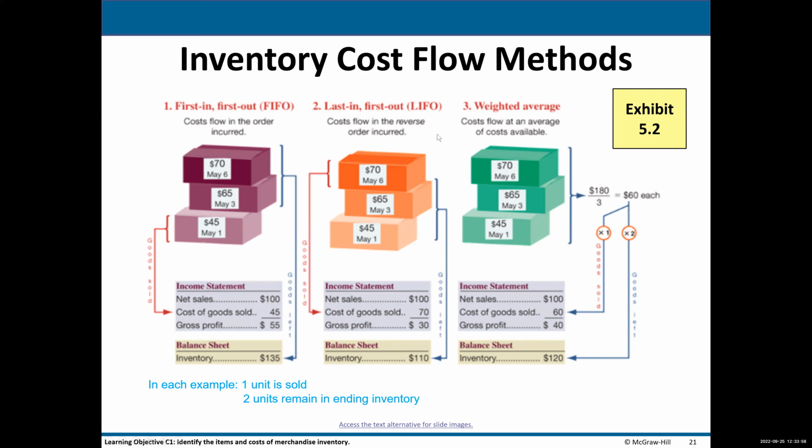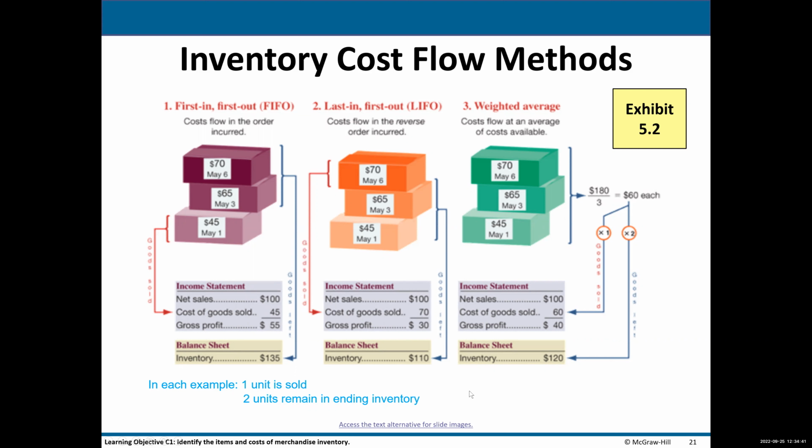Now, under LIFO, it's the same inventory and everything and the same cost. But now, because it's LIFO, we do it differently. 1 unit was sold. Which one was sold? Well, last in, first out. The last one in is the first one out. Well, which is the last one in? The one on May 6th. So that's the one that's going to go out. That's going to be to our cost of goods sold. Well, then the 2 that are remaining would be these, right? One at the 45 and one at 65. You add those 2 together, that's 110. So these 2 go into our ending inventory.